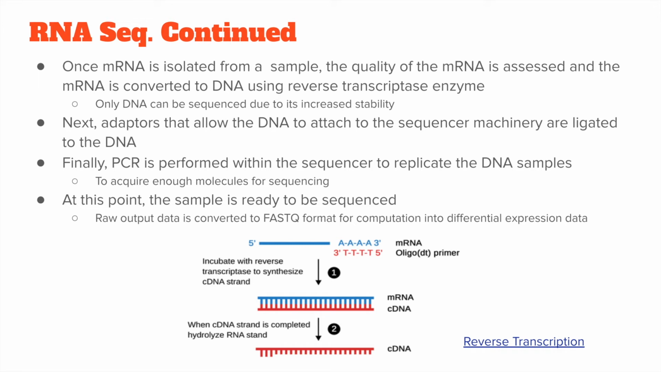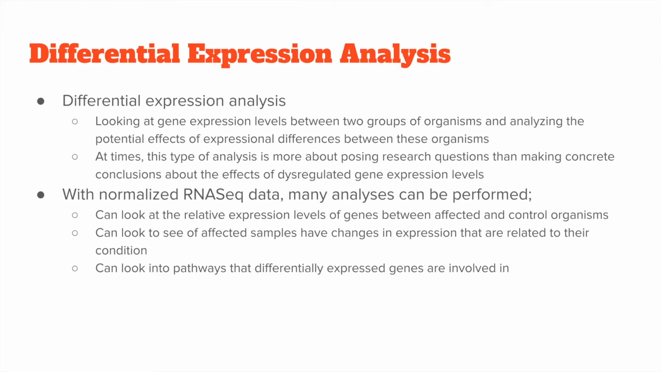Once reverse transcription is performed, adapters are ligated to the DNA, and these adapters allow for the DNA to attach to the sequencer machinery so that PCR can be performed properly within the sequencer. PCR is performed within the sequencer to make sure that there are enough DNA molecules present for full sequencing of each DNA fragment. At this point, the sample is ready to be sequenced, and raw output data is converted to FASTQ format so that it can be computationally analyzed into readable and interpretable differential expression data. At this point, our data is fully prepared for differential expression analysis.